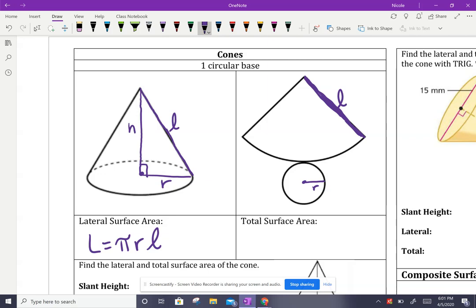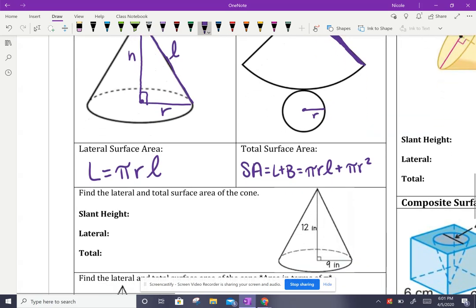And then for total surface area, that's going to be the lateral plus the base, just like everything else we've done, lateral plus the area of the base. So broken down individually, that is going to be pi r l, which is the lateral, plus your base is a circle, and it's just one circle, it's not a cylinder, pi r squared. So lateral, pi times the radius times the slant height, total surface area, that lateral plus the area of your base, which is a circle, pi r squared.